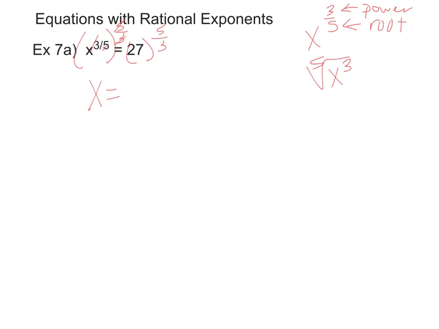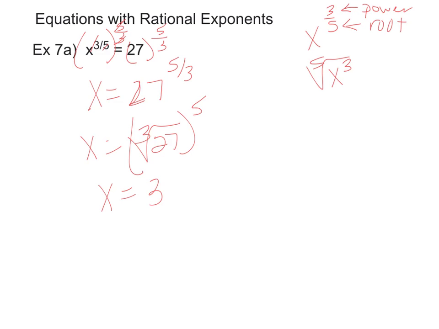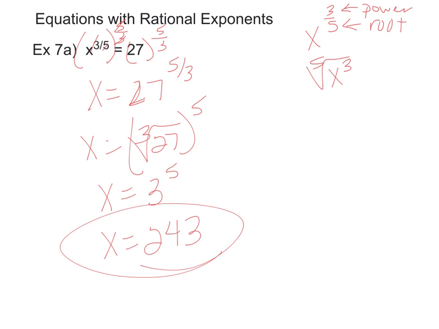Now I'm left with 27 to the 5/3. You can rewrite this as the cube root of 27 to the 5th. Well, remember, you always want to break down your radicals first and then take it to your exponent. So the cube root of 27 here is 3, and 3 to the 5th power is 243. Cool.